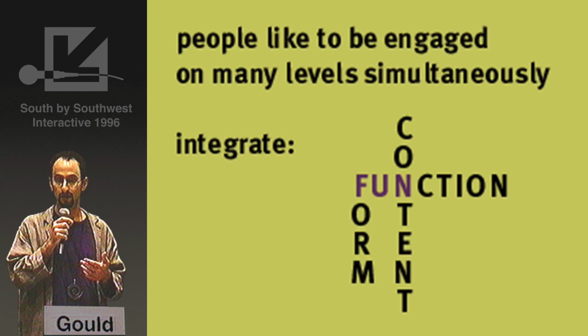So integrate the form, function, and content of your product. We know how to do this with traditional media. We know how to use audio and visuals to work together to have emotional impact. What we need to do is now align that with the interaction styles and the information infrastructures.